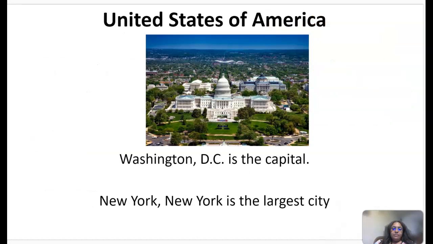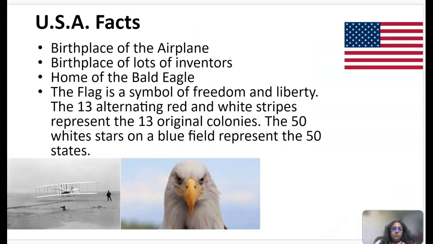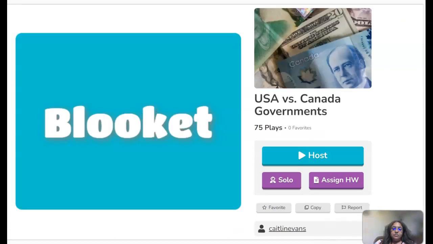United States of America. Washington, D.C. is the capital. New York is the largest city. USA facts. It is the birthplace of the airplane, the birthplace of lots of inventors, home of the bald eagle. The flag is a symbol of freedom and liberty. The 13 alternating red and white stripes represent the 13 original colonies. The 50 stars on the blue field represent the 50 states.